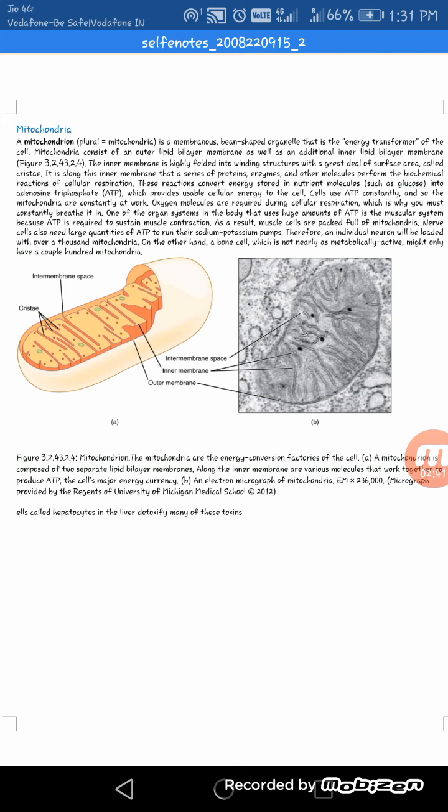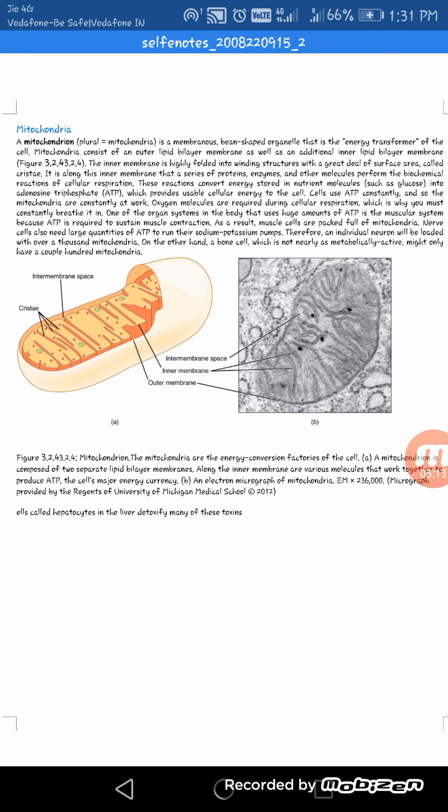One of the organ systems in the body that uses a huge amount of ATP is the muscular system, because ATP is required to sustain muscle contraction. As a result, muscle cells are packed full of mitochondria. So muscle cells have the maximum mitochondria because for contraction we need so much energy. To complete that huge amount of work, the muscle cells contain a large amount of mitochondria.